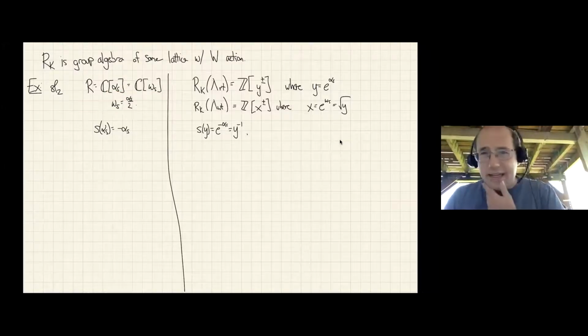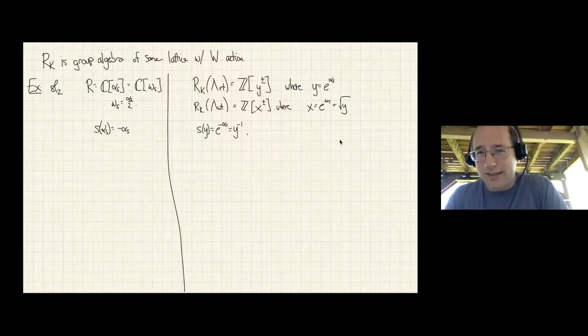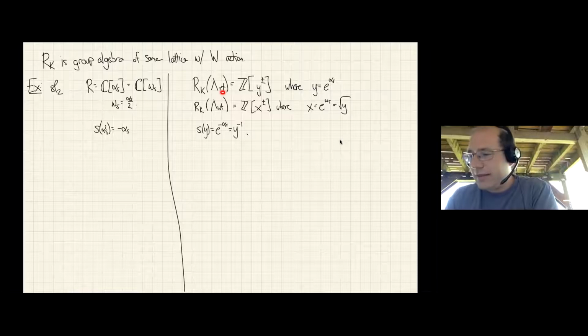Meanwhile, K-theory depends on a choice of lattice. So R_K is the group algebra of a lattice with a W action, but you need to choose which lattice you're doing. You get two different answers if you choose different lattices. If you're working with the root lattice, when you're doing group algebras of abelian groups, you usually use exponentials. So instead of alpha_s, our generator is e to the alpha_s, and the group algebra of that is the group algebra of Z, which is Z[y, y inverse].